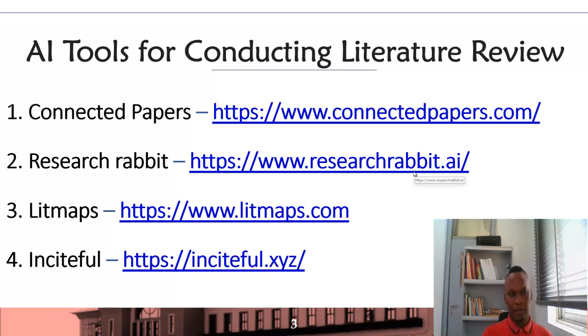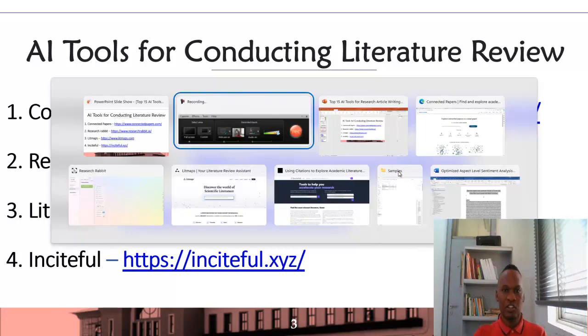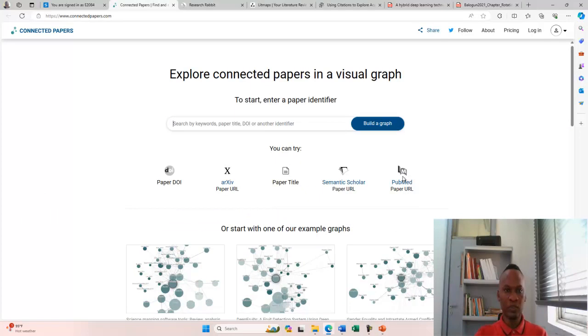These are Connected Papers. It's available at connectedpapers.com. ResearchRabbit. It's available at researchrabbit.ai. Litmaps. It's available at www.litmaps.com. And Insightful, that is available at insightful.xyz. Now let's explore how we can use these AI tools during a literature review.